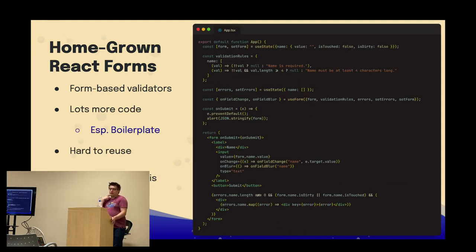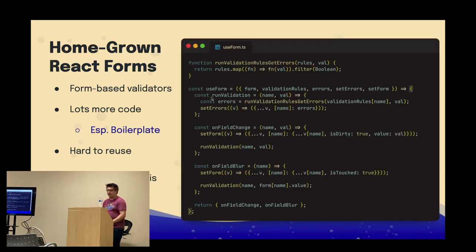So this is how I might do forms in React without any library, right? So here we have a setup of validation rules for the form. We have the form itself, which has the input. This input has the onChange event and an onBlur event. And then we abstracted the logic into a useForm hook, right? Again, no libraries here, no magic. This is 100% the code.